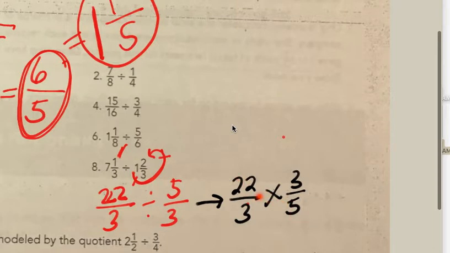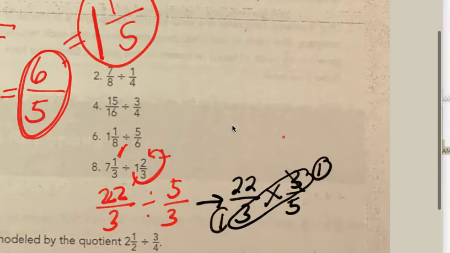There's no number that goes into both of those. That's the same. But I can do 3 and 3. Actually, both of these numbers are divisible by 3. They have a common factor of 3. So 3 divided by 3 is 1. Cross that out. And 3 divided by 3 over here is 1.